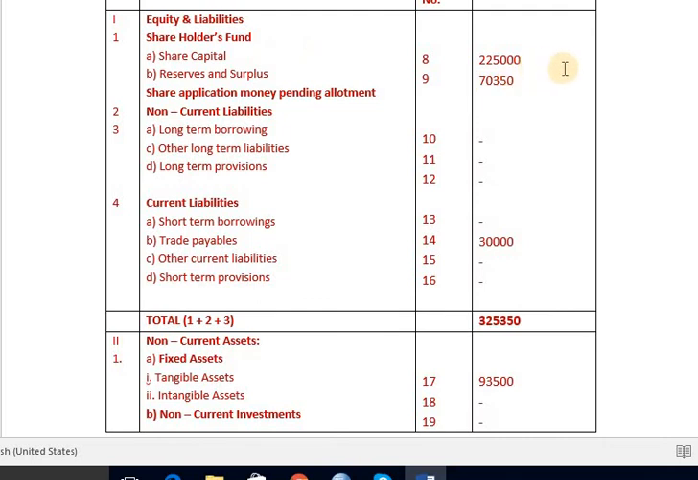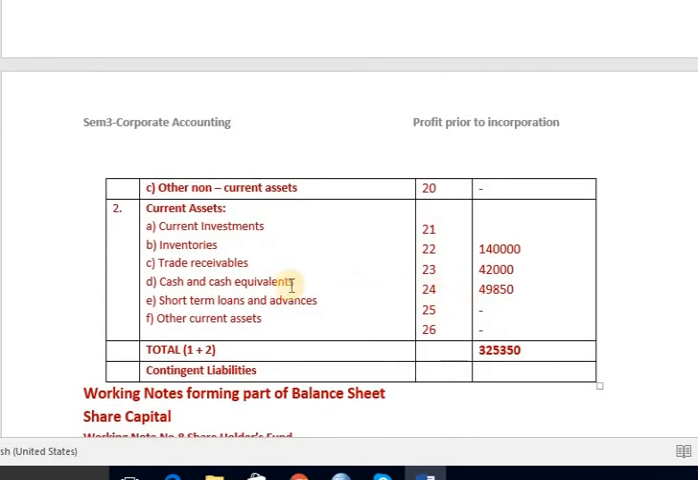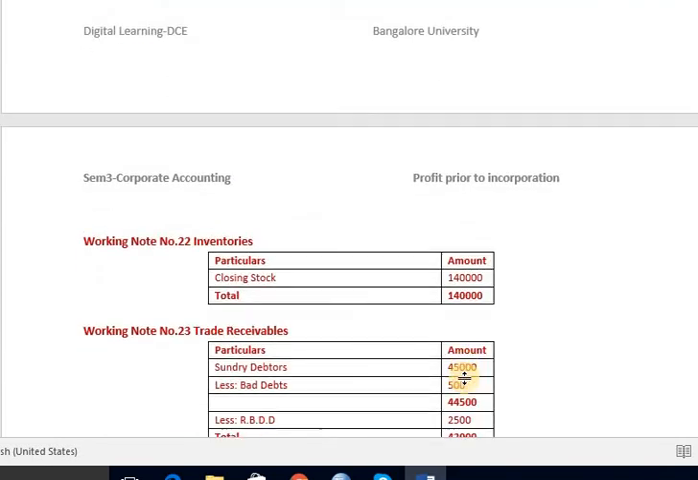Now, whatever values we get in the working notes will be substituted as they are here. Share capital 2,25,000, reserves and surplus 70,350, and then trade payables 30,000. As far as fixed assets are concerned, tangible assets 93,500, and then inventories, trade receivables, cash and cash equivalents. Total it, and you get 3,25,350.